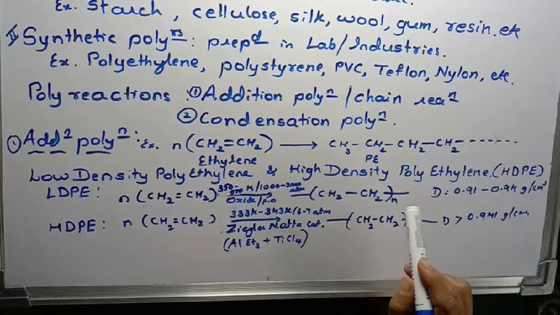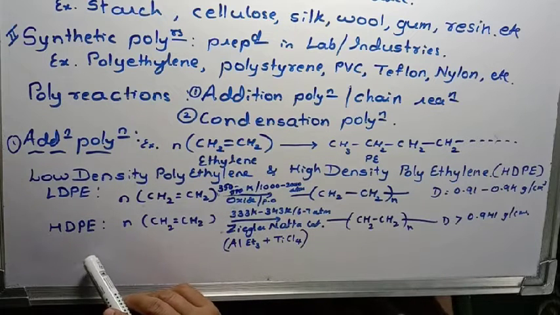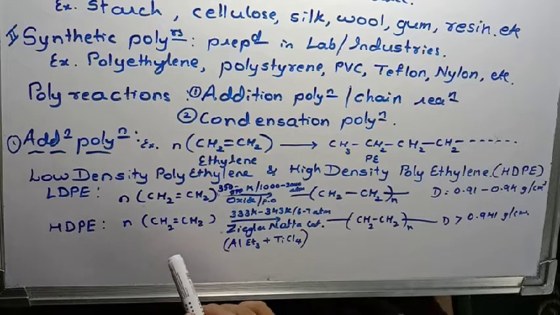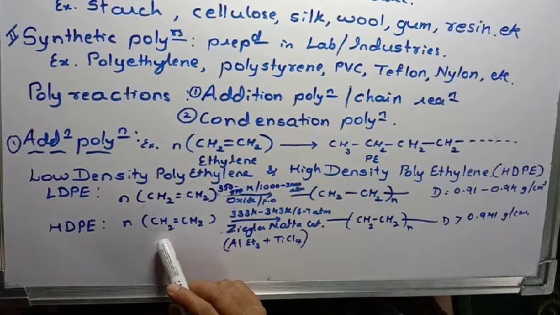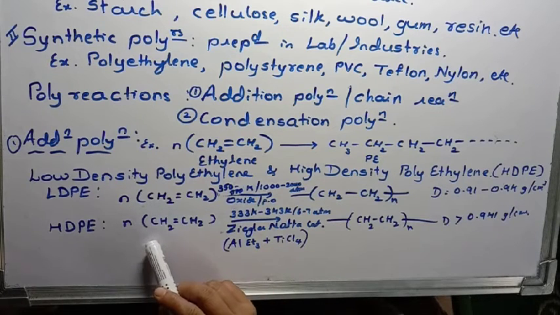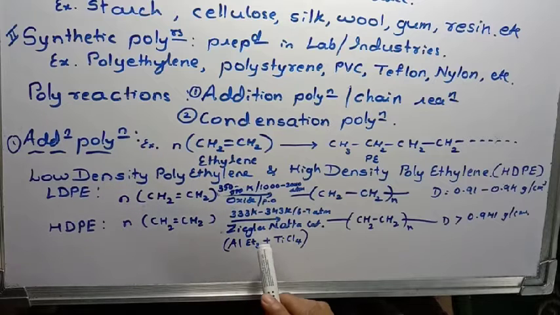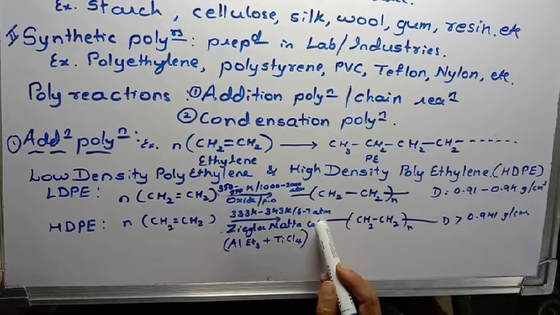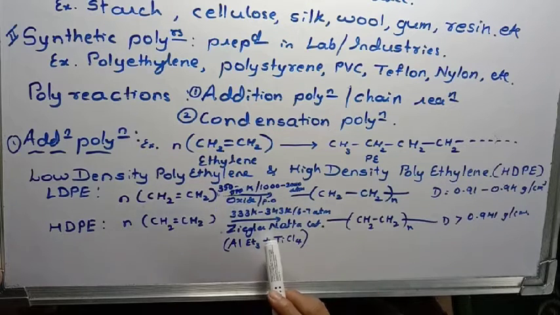Okay, even till today. So the second type is HDPE, high density polyethylene. Even here, the raw material or the monomer is ethylene. When a large number of ethylene molecules is subjected to polymerization, the condition here is that the temperature is in the range of 333 Kelvin to 343 Kelvin and the pressure is 6 to 7 atmospheres, in presence of Ziegler-Natta catalyst.